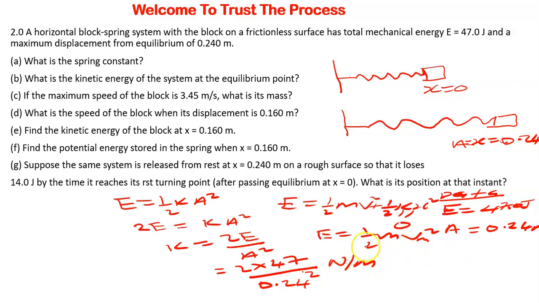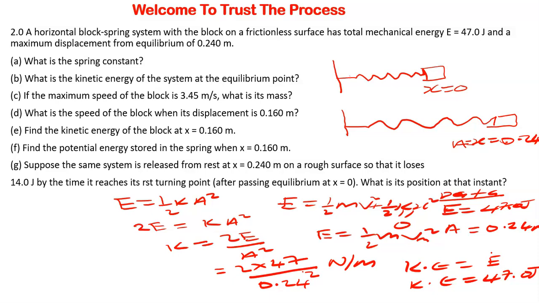So the kinetic energy at the equilibrium point is just going to be equal to the total energy of the spring, which means the kinetic energy will just be equal to 47.0 joules. That is what we are going to have, 47.0 joules. Alright, so part B is 47.0 joules.